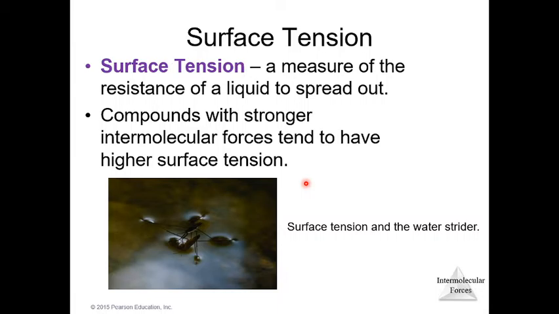Okay, another thing that is impacted by our intermolecular forces is surface tension. Surface tension is a measure of the resistance of a liquid to spread out. So you'll notice when we see rain falling and the water beads up on our car or on the cement, that's a result of surface tension. This is a surface phenomenon where the molecules on the surface are more attracted to each other than the molecules in the bulk. We see an example of this here where my little water bug is taking advantage of the surface tension of water to run across the water.